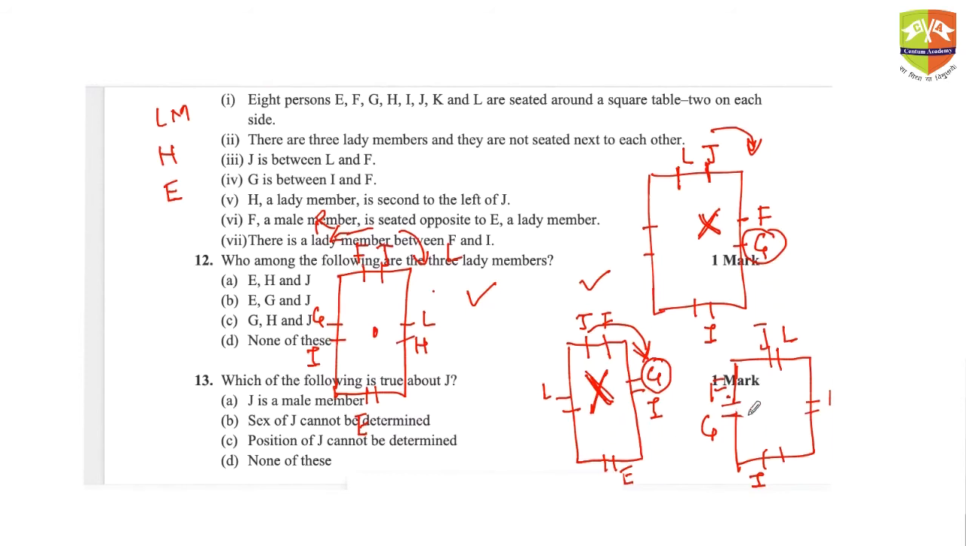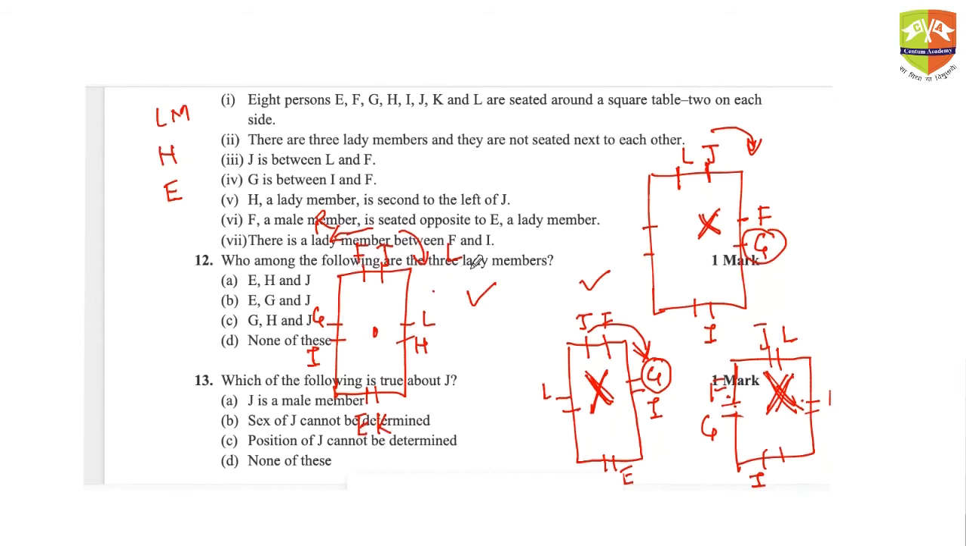So see, in this case, opposite to F, H is sitting. So this is not possible. So I have only one case left out now. So which is E F I J. K is not here, so I'll put K here. So now let me find out the answer.